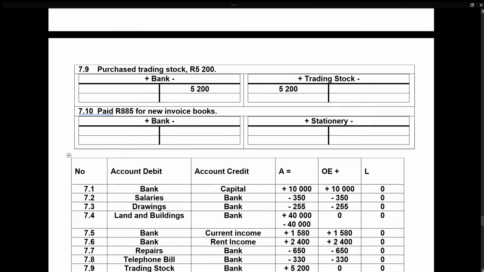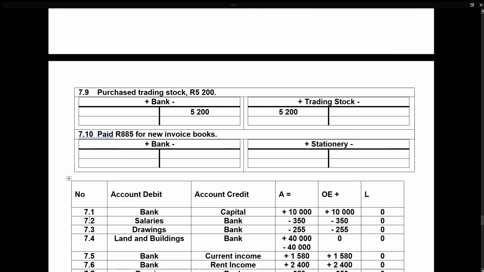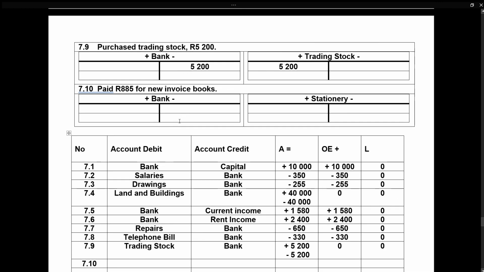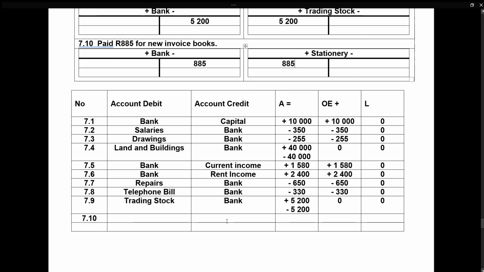And then 7.10, paid 885 Rand for new invoice books. Right, so this is stationery. So we purchase stationery, and money will be deducted from our bank account. So bank decrease, 885 Rand credit side, and our stationery, our expense account, our expenses will increase by 885 Rand in the debit side. So bank will be credited.